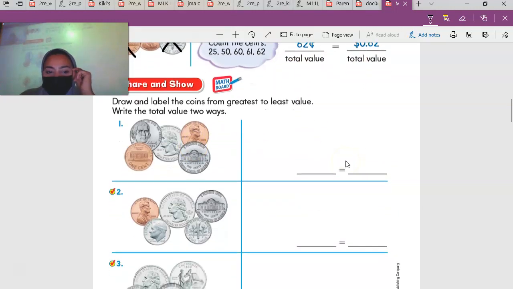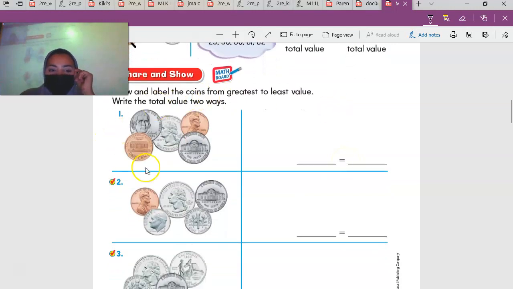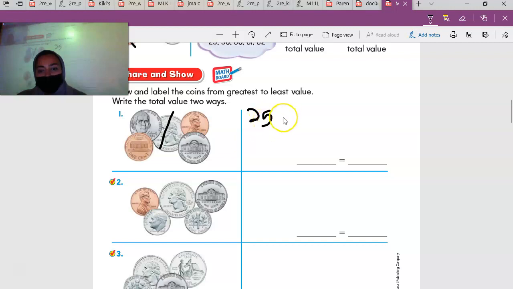So let's look at number 1 together. What's the coin with the largest value in number 1? A quarter is worth 25 cents. So we're going to write 25 cents first, right? What's the coin with the next largest value? The nickel is worth how much? 5 cents. So what's 25 plus 5? 30 cents. Let's see, 25, 26, 27, 28, 29, 30. So 25 plus 5 is 30.